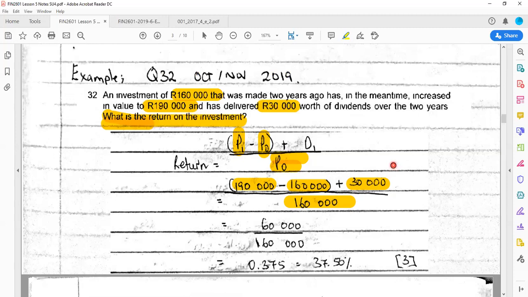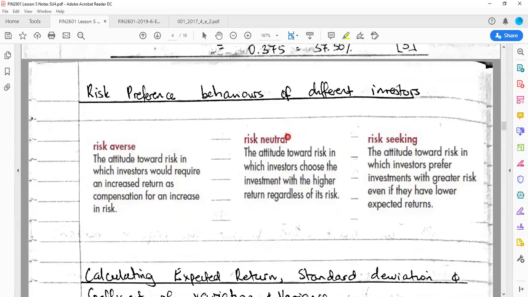Okay, so this is an important question that comes a lot in exams and assignments. Remember, the rate of return or the return on an investment when they've given you the value at the beginning, the value at the end, and the cash flow associated, we just take the value at the end minus the value at the beginning plus the cash flow divided by the value at the beginning. So this is the first calculation you need to know in the study unit.